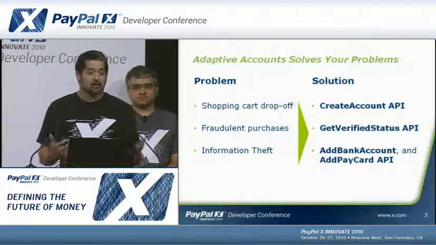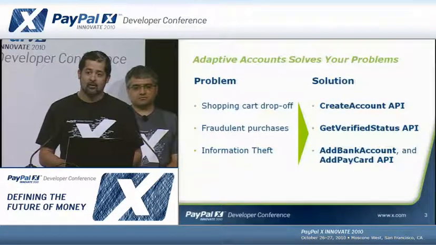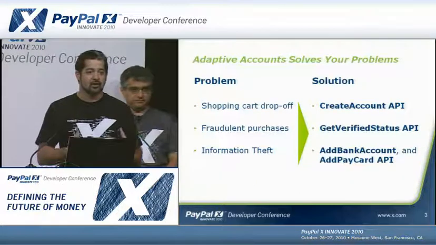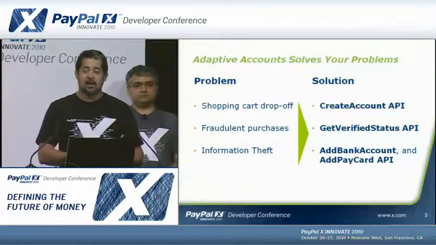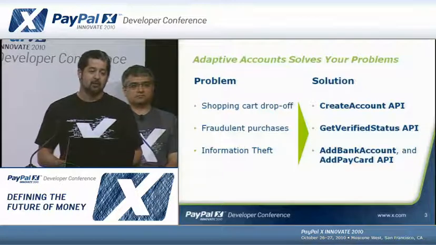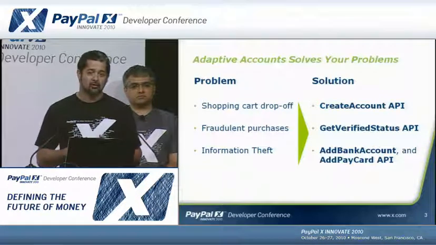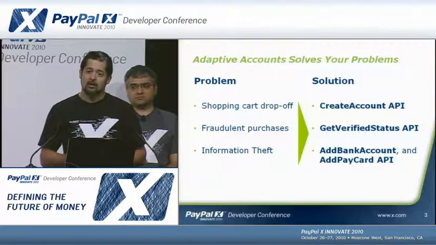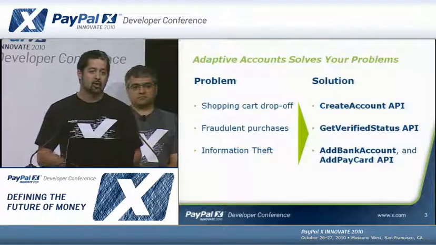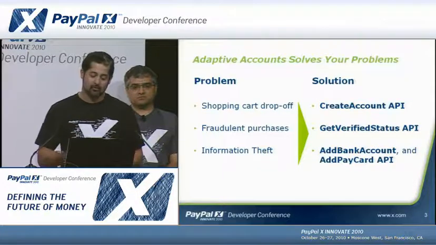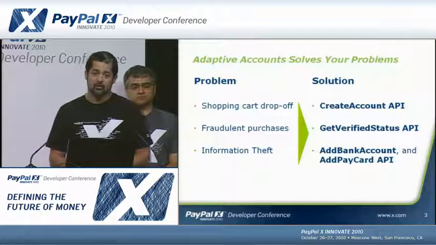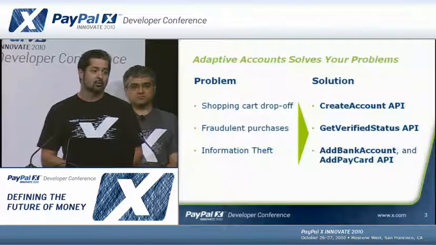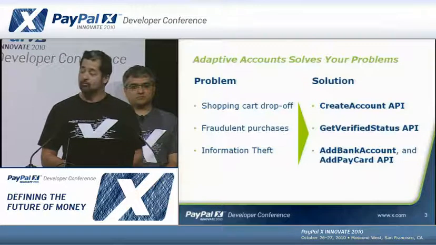And then thirdly, information theft. This is a core aspect of Adaptive Accounts, where you pass on the risk of the user-sensitive data and have us store that and deal with that, and allow us to actually capture the funding instrument details in the experience, rather than, again, having them go to PayPal account, adding a credit card. And we have an Add Bank Account API as well as an Add Payment Card API, which we'll be talking about in some more depth.